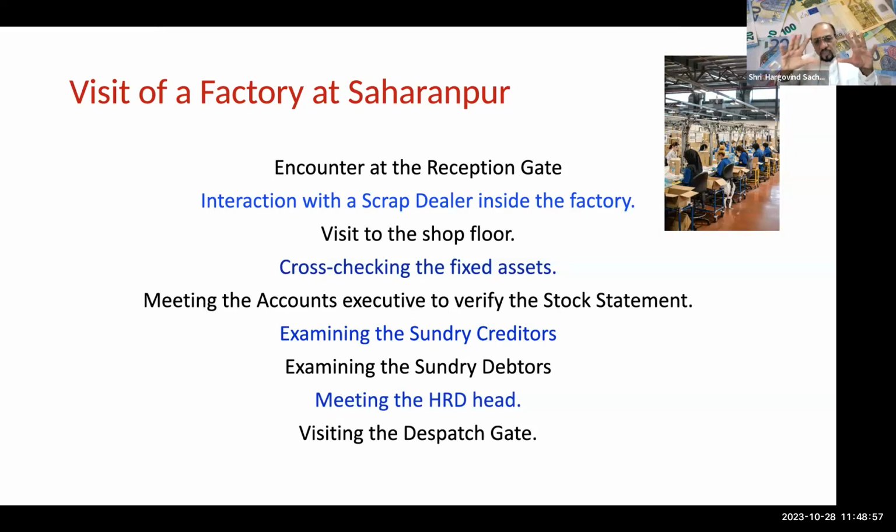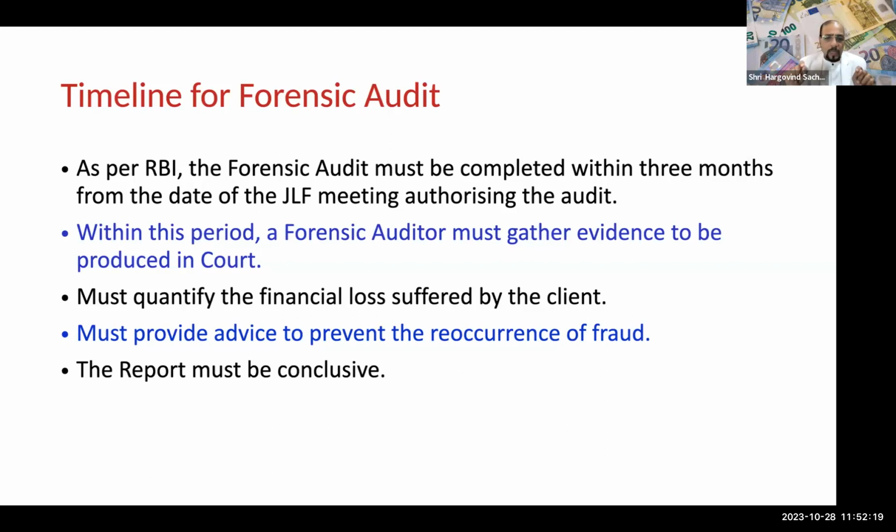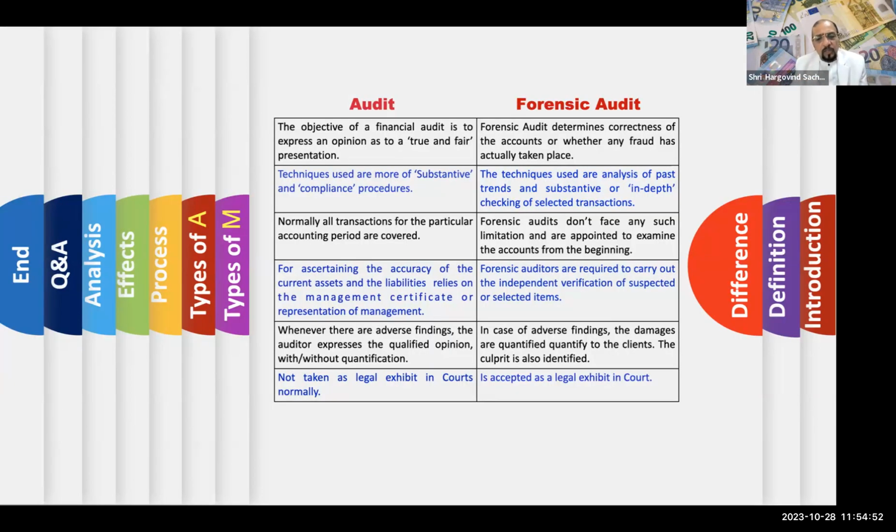So this was the state of affairs in an Indian factory. The client or the bank must provide advice to prevent the recurrence of fraud. Most of the forensic audit reports do not comment on how this could be avoided because they feel that their opinion might not be acceptable. But whatever they feel, they should say, because forensic audit is nation building. But forensic auditors are required to carry out independent verification of suspected or selected items.